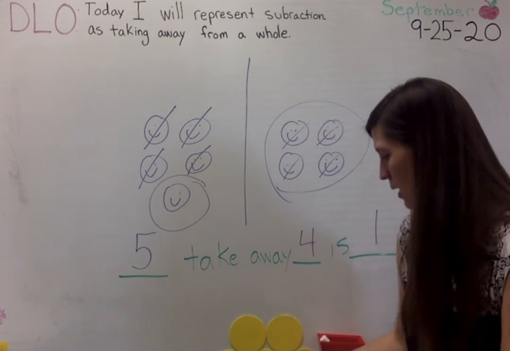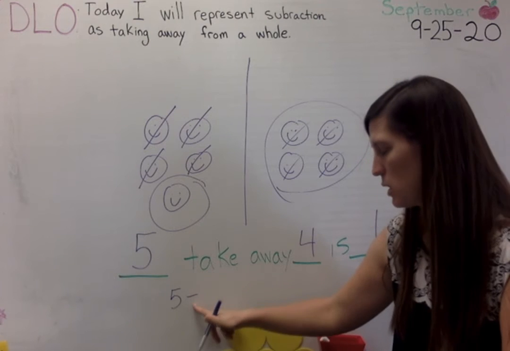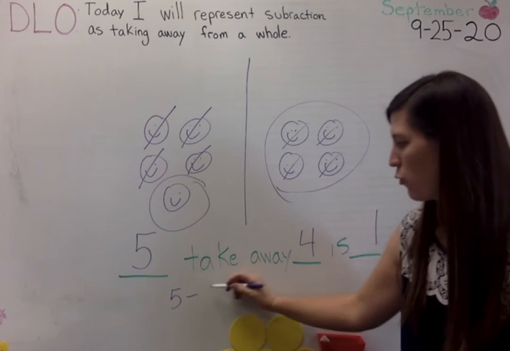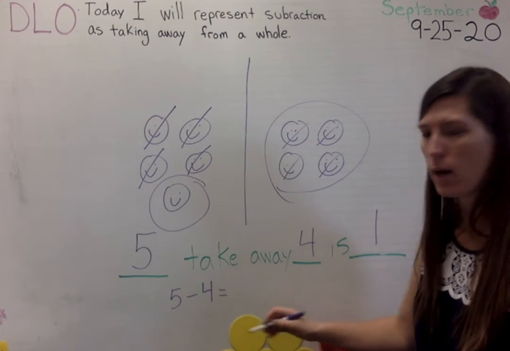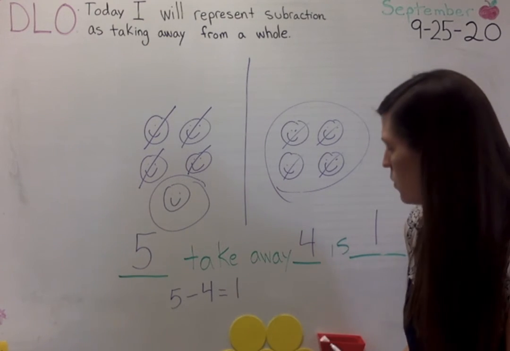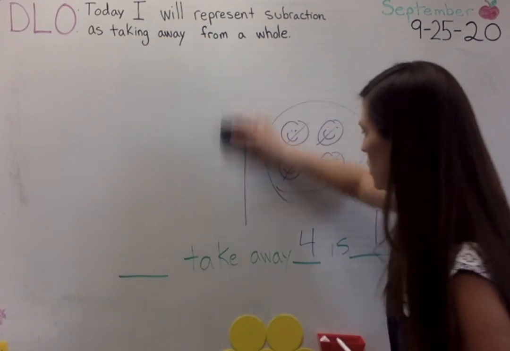1. You got it. If I were to write the equation, I'd say 5 minus, because minus means take away, 4 equals, my difference is 1. Let's do one more with my little faces. One more, and then it'll be your turn.